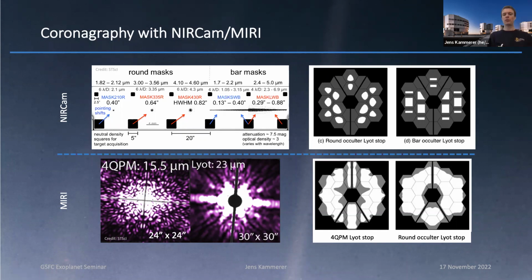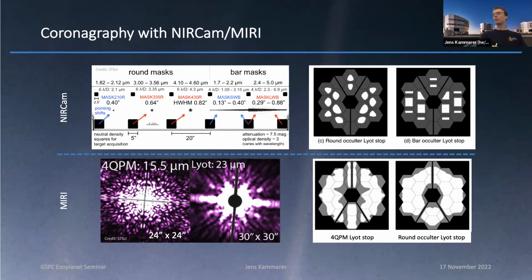In NIRCam, we have a couple of different coronagraphic masks, 5 in total. The more traditional ones are these round masks here, which are really similar to this kind of concept of the disk that blocks out the whole slide that I have shown you in the introduction of the talk. But we also have 2 of these bar masks, which basically have a little bit less extent in the lateral direction. So the idea is that you can achieve a better resolution, a better inner working angle in the lateral direction by using these bar masks. But that's something that we still have to investigate a bit with some of our GTO programs.